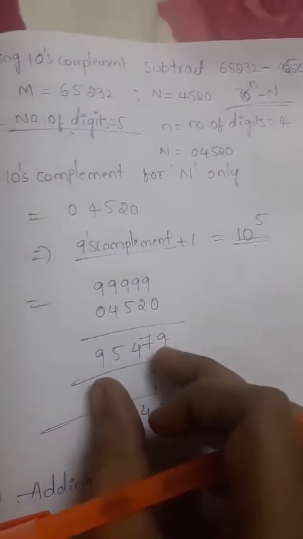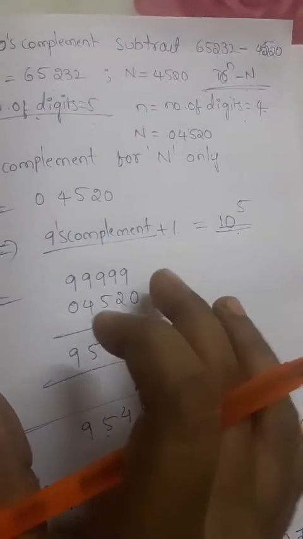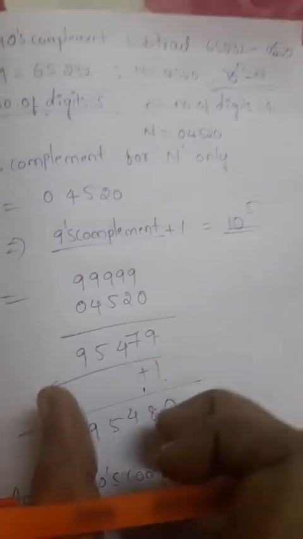When we subtract a smaller number from a larger number, the result is automatically positive, right? We already know that. But if we are doing the subtraction of a larger number from a smaller number, what happens? Now we'll see that.